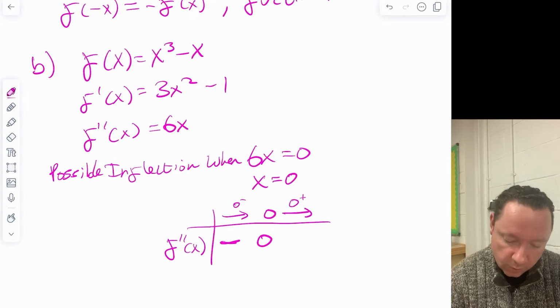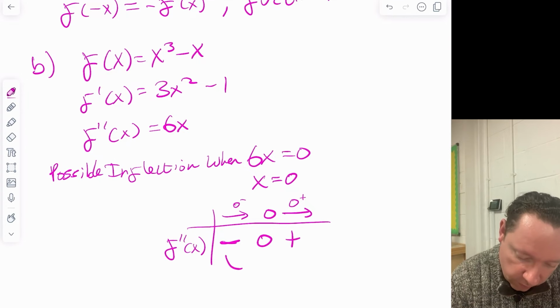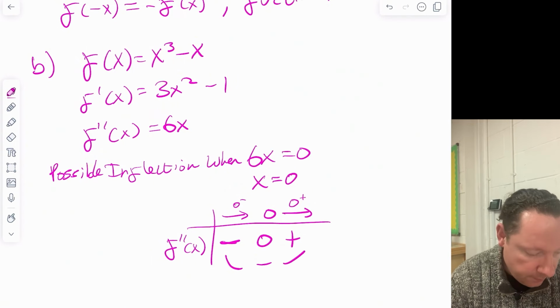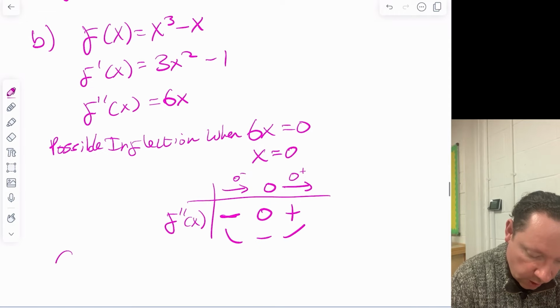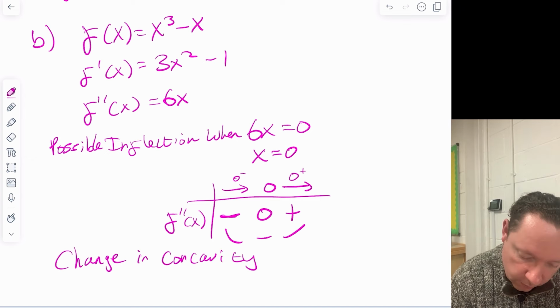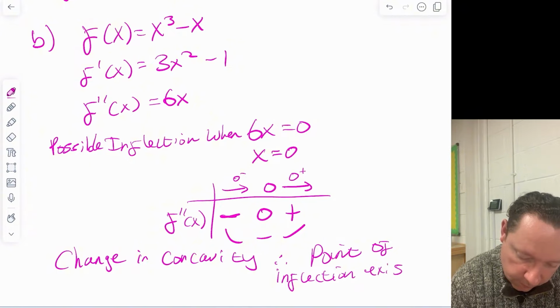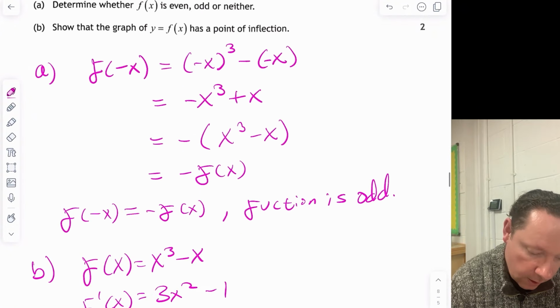6 times positive is positive. So it is a change of concavity. So therefore, change in concavity, therefore point of inflection exists. And that's that one done.